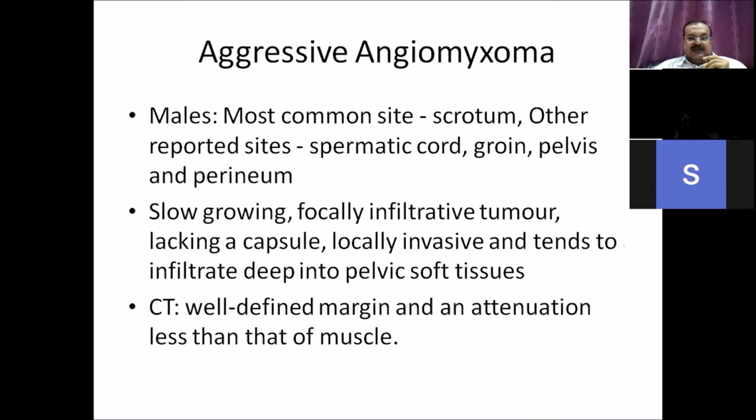In the males, it arises from the scrotum and spermatic cord, groin, pelvis, and perineum. It's a slow-growing tumor, focally infiltrative, lacking a capsule, locally invasive, and tends to infiltrate deep into pelvic soft tissues. CT shows a well-defined margin and an attenuation that is less than that of muscle.